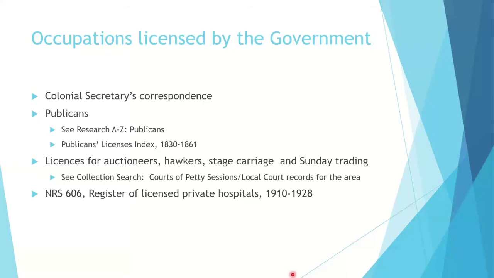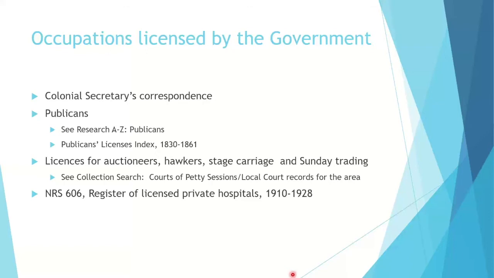And the way to find those is in our collection search catalogue. You would think about the area that you're searching for, and you'd look for the Court of Petty Sessions records for that area, whether it was Cowra or Parkes or Bathurst or Coffs Harbour, wherever it was. Bathurst Court of Petty Sessions, and then you can see a list of all the records that we've got from Bathurst Court of Petty Sessions, and then you can see if we've got any of those registers that would record when those licenses were issued to people who applied for them.